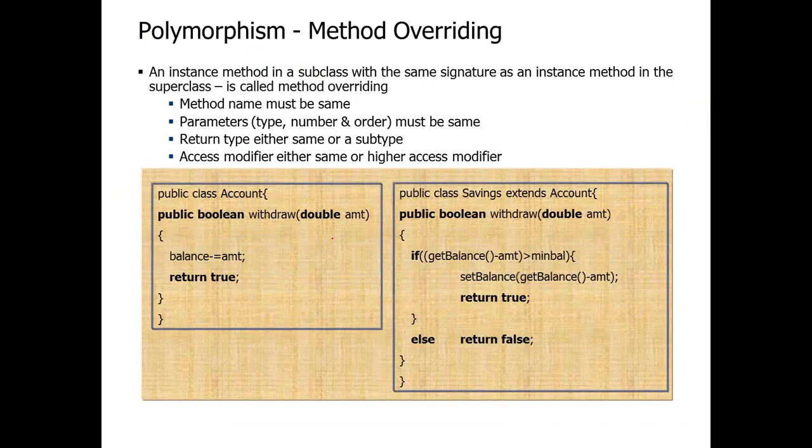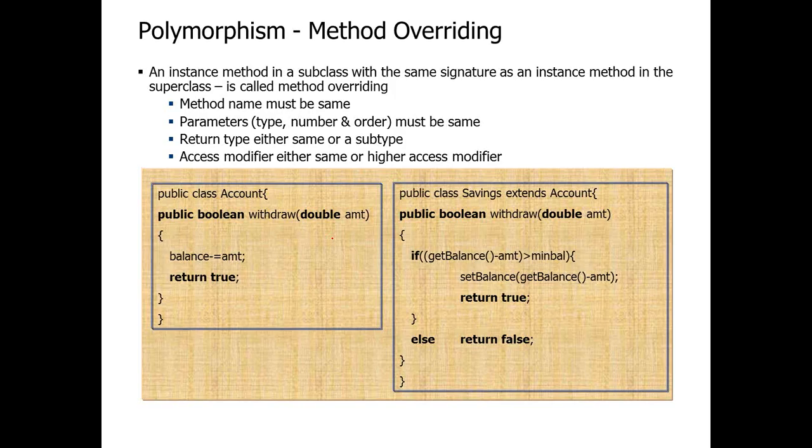Alright. So what is polymorphism? An instance method in a subclass with the same signature as an instance method in the superclass is called overriding. Method name must be same. Parameters, type, number and order must be same. It should be the whole signature. It shouldn't vary in the signature. So if the method signature is same, you call that overriding. And when you are overriding, you are actually doing polymorphism.